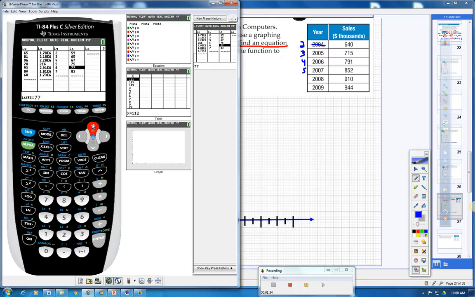When I go over to L5, I'm going to enter in the data of sales. I need to remember that is in thousands. So 640, enter. 715, enter. 791, 852, 910,000, and 944,000.